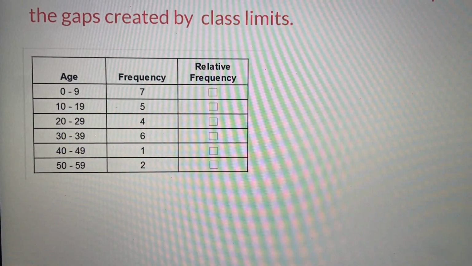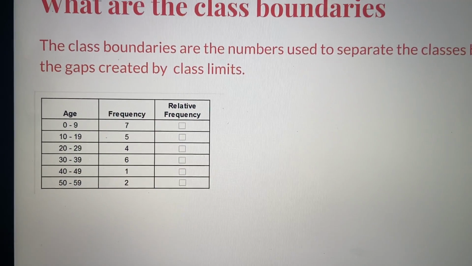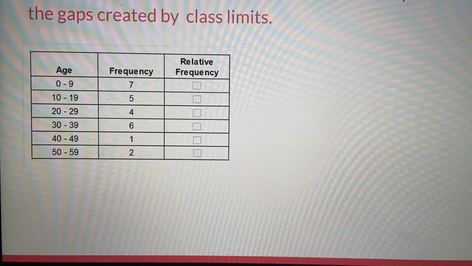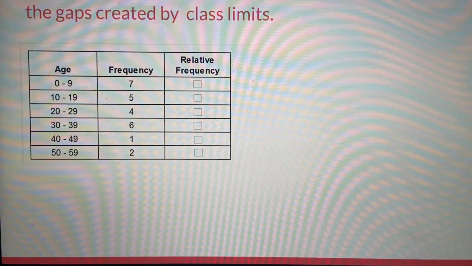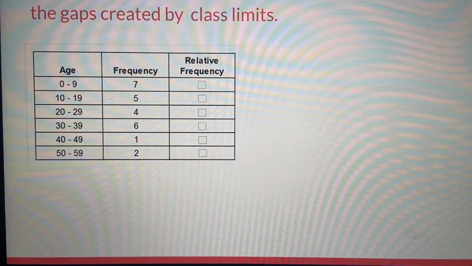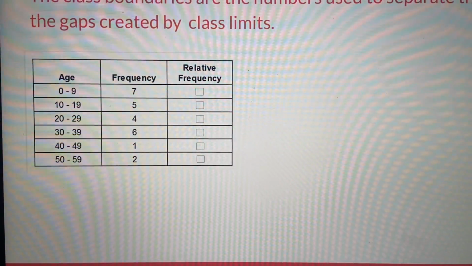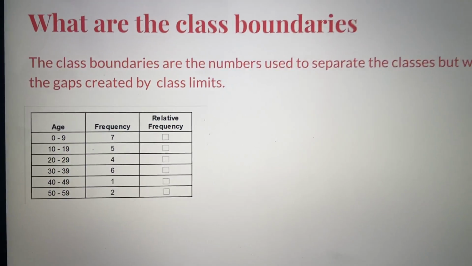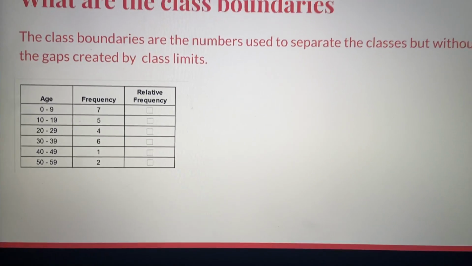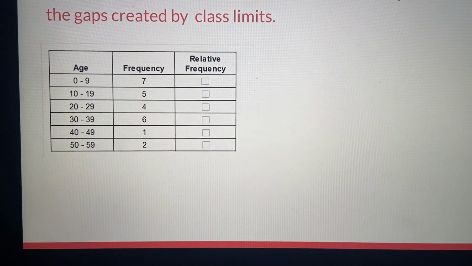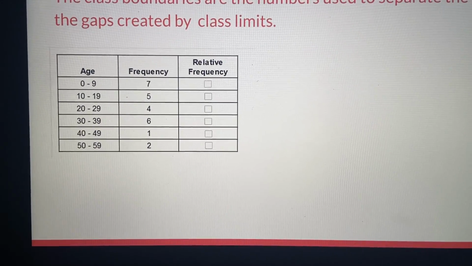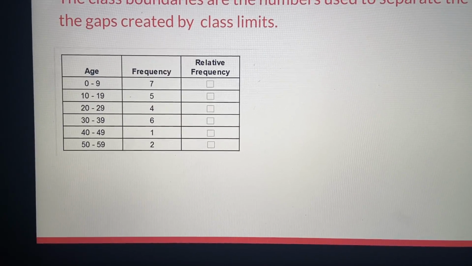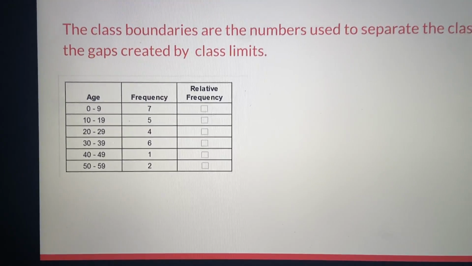Now we need to figure out what number is exactly in the middle of that, and that would be 9.5. Then you would complete the same process for the following one: what number is between 19 and 20, and that would just be 19.5. You keep completing that process until you get all of the class boundaries. So the class boundaries for this particular frequency table would be 9.5, 19.5, 29.5, 39.5, 49.5, and 59.5.